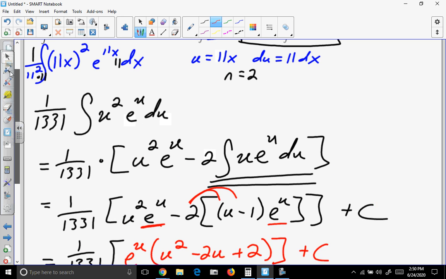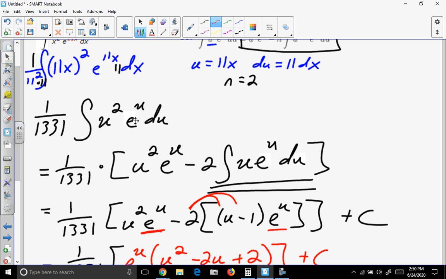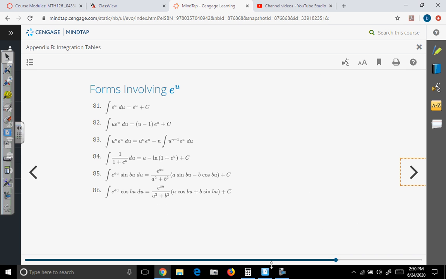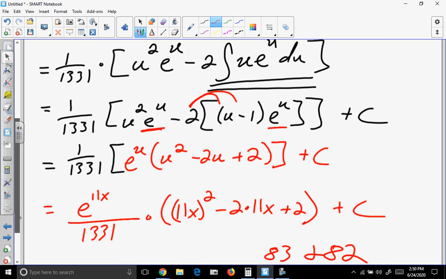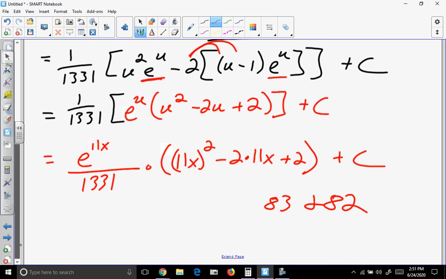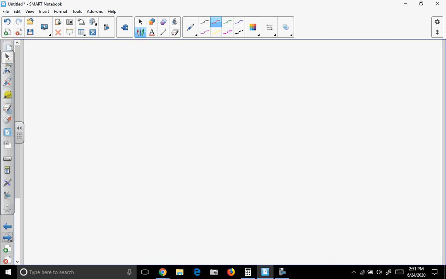83 first, because we had u to a power e to the u, and then once we integrated that, we had u to the first. If we integrate using u to the first e to the u, that's that one, 82. And then we go back and put u back in again.